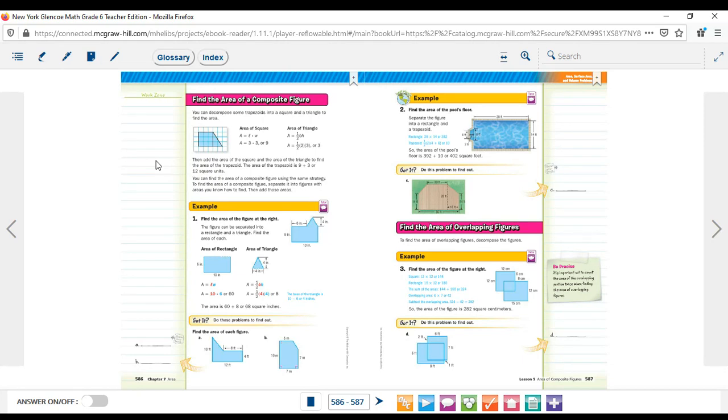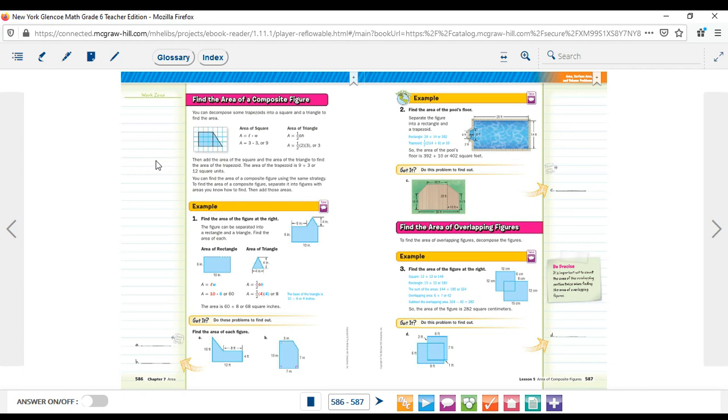You can find the area of a composite figure using the same strategy. To find the area of a composite figure, separate it into figures with areas you know how to find. Those are the ones that we just learned about. Trapezoids, parallelograms, square, rectangle, triangle. Then add those areas. Look at example number 1.